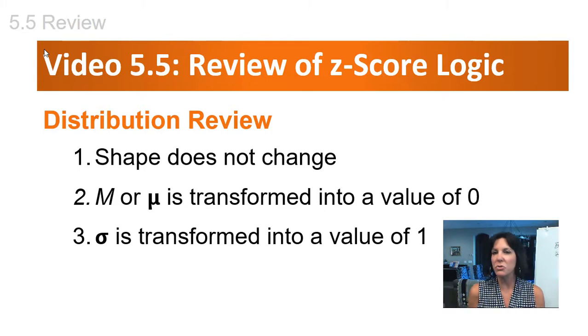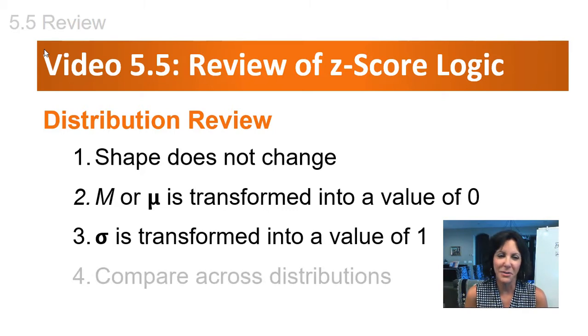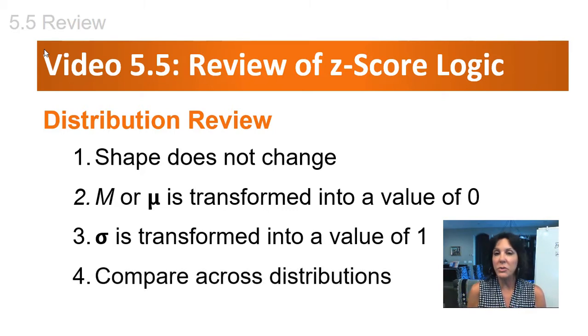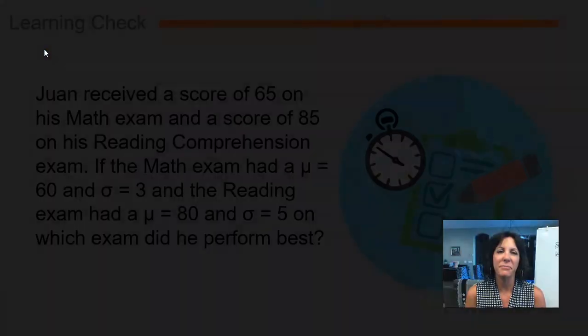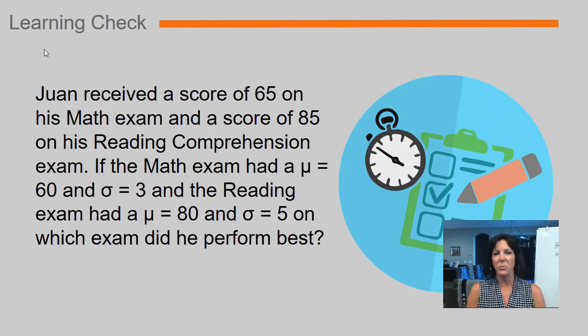For a z-score distribution, when we standardize a distribution, these three rules take effect. And we do this because it's easy to then compare across distributions. So I can take different types of tests that maybe people take and compare their performance relative to their own particular groups. So here's the first one.